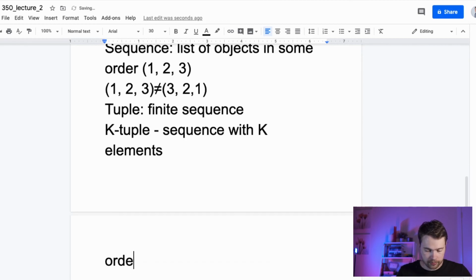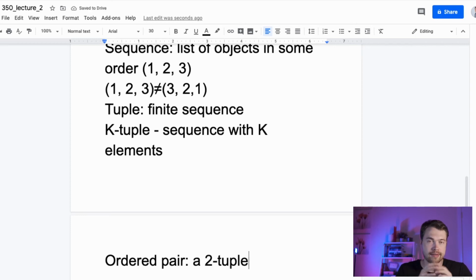Ordered pair, that would be a 2-tuple, right? Which means it is a finite sequence, not a set, a finite sequence of 2 elements. Okay, hope it makes sense. Moving on.